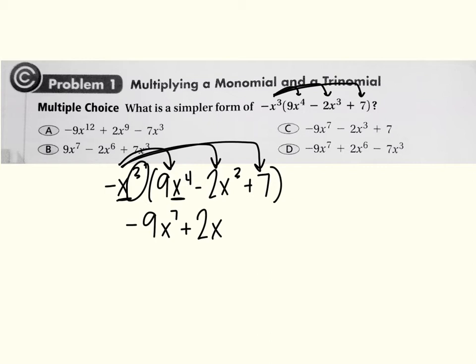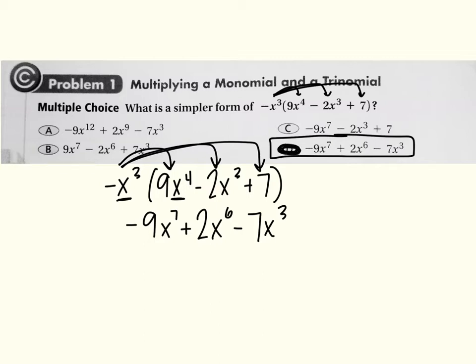Same thing, we're multiplying powers of the same base, so we add exponents. That'll be x to the 6th. And then negative times a positive is negative 7x to the 3rd. And then you just choose the correct answer. So which one is that? Let's go with D. You got to remember your exponent rules now.